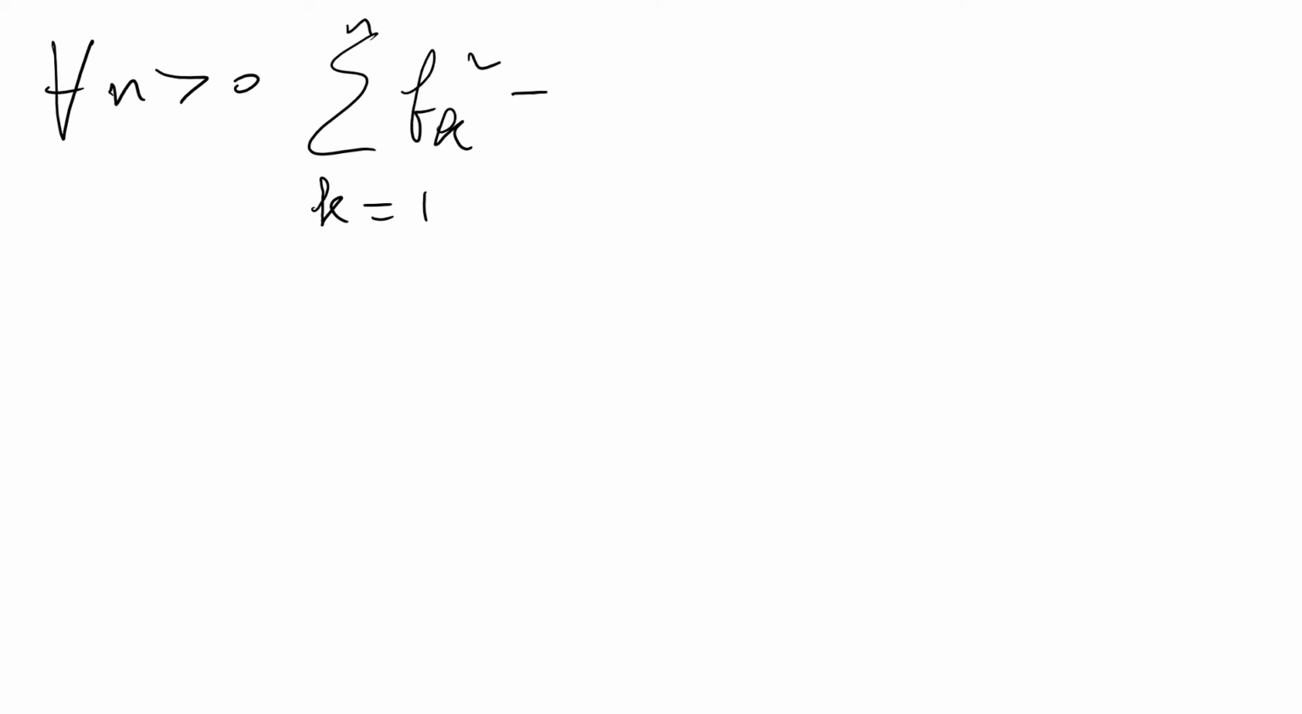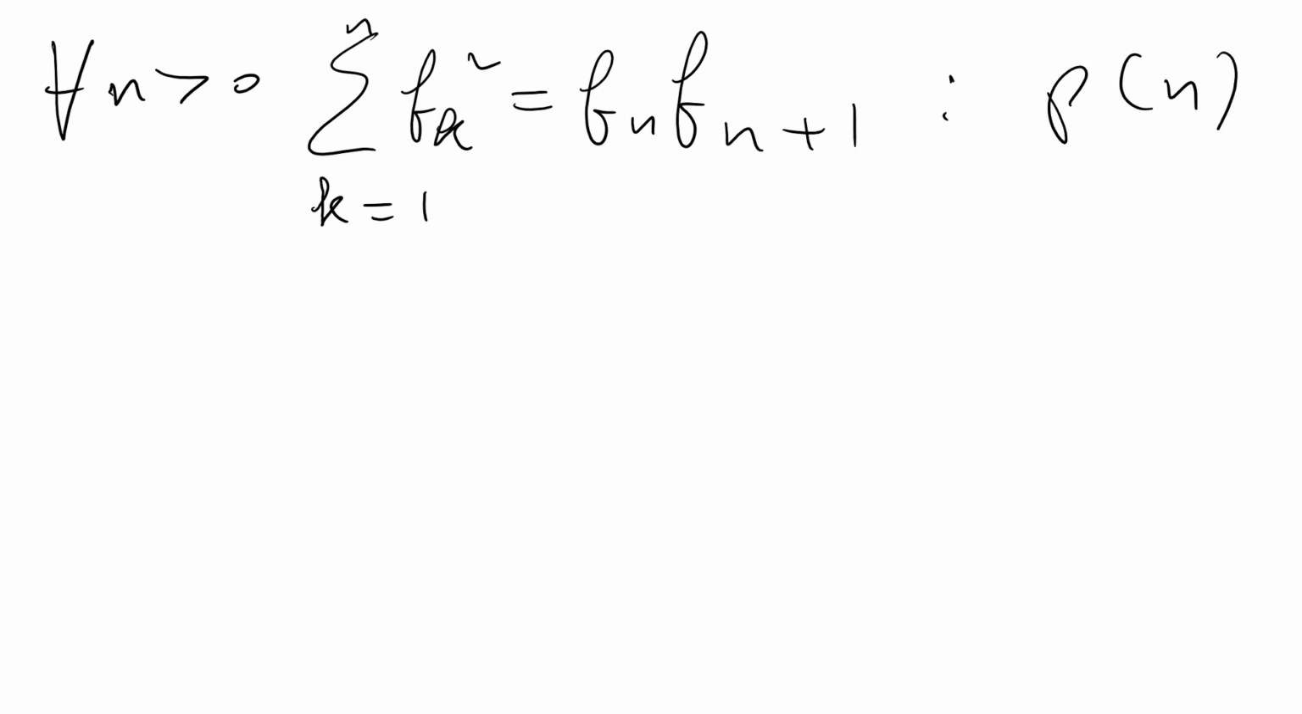Now let us use that technique to prove something. We have for all n greater than 0, the summation of k equal to 1 up to n of f_k squared equals f_n times f_{n+1}, right? So we are trying to prove that using strong induction. Let's call this my property P, and again I'm going to use strong induction.